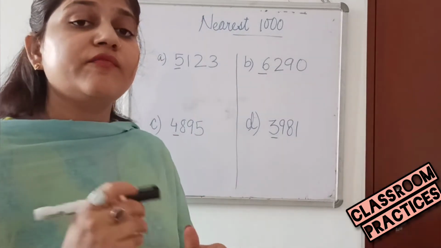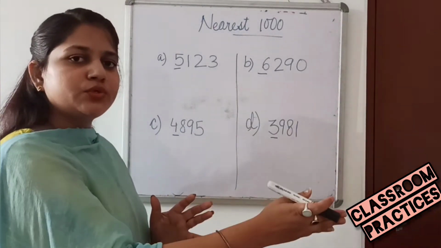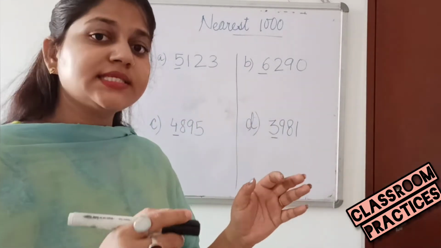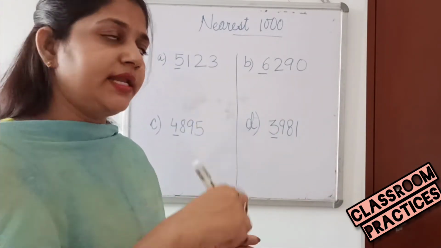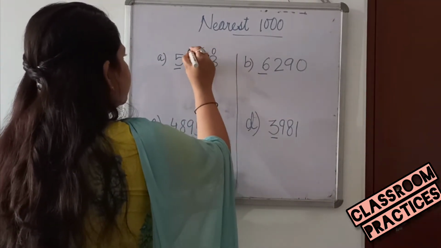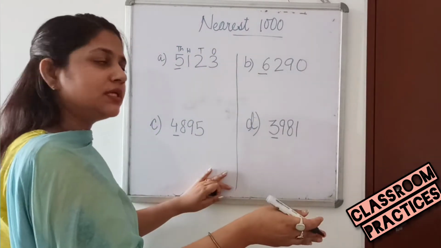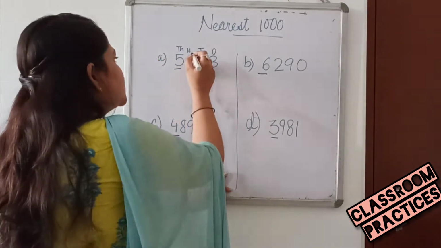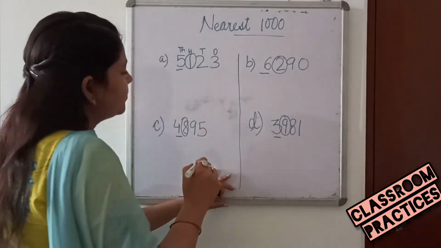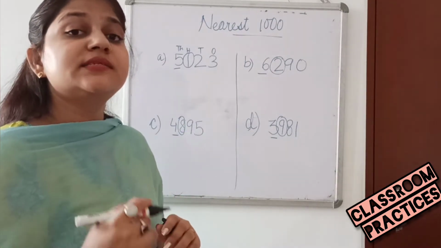Okay, now we are going to see the next step. What is the next step? Go to the next door, right? We have underlined the thousands place. Now go to the next door and circle it. Which is our next door? Ones, tens, 100, 1000. So who is at the next door to 1000? Yes, it is 100. So circle it. सब में circle कर लेते हैं.